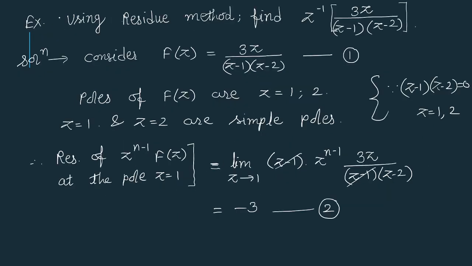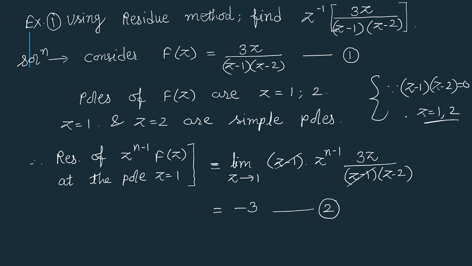Now we discuss a problem on this. Example number 1: using residue method, find Z inverse of 3z upon z minus 1 into z minus 2. We consider the value of F of z and find the poles of the integrand by substituting the denominator term equal to 0. Here z minus 1 into z minus 2 equal to 0, therefore z equal to 1 and 2.